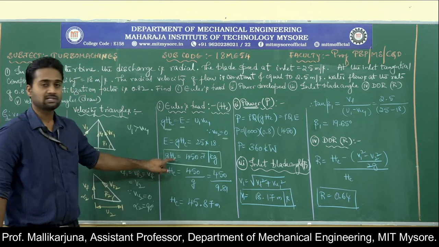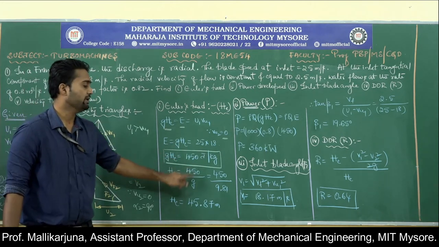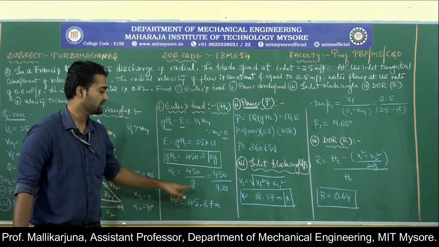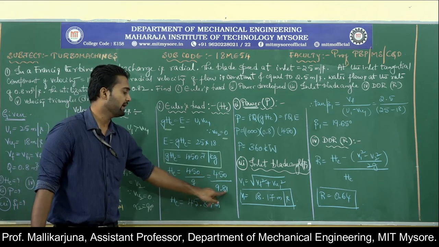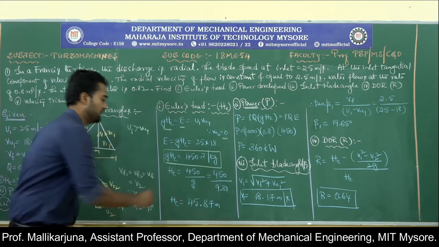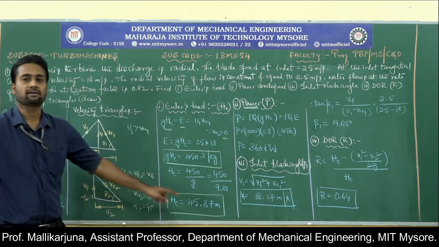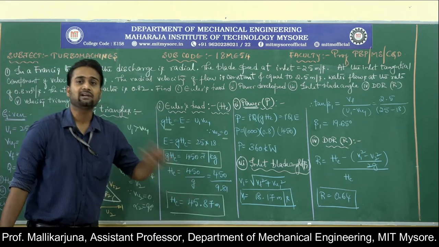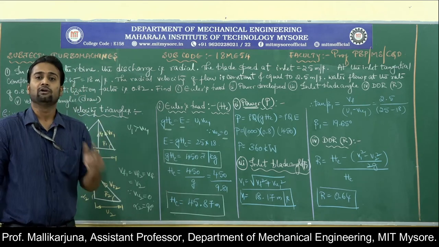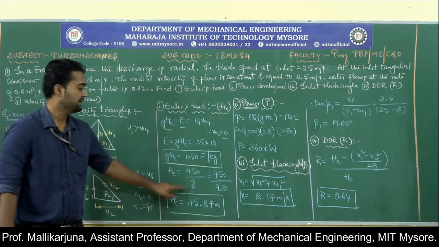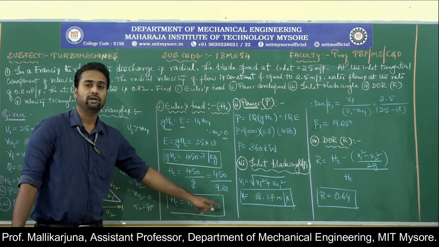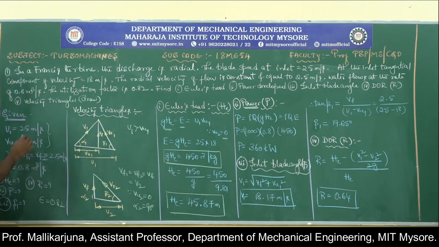Now if you want Euler's head, then Euler's head is 450 divided by, sending g to the other side, 450 divided by 9.81. We will get Euler's head as 45.87 meters. This is the theoretical head which is available for the fluid. So Euler's head has been found as 45.87 meters. The very first unknown is over now. Euler's head has been found.